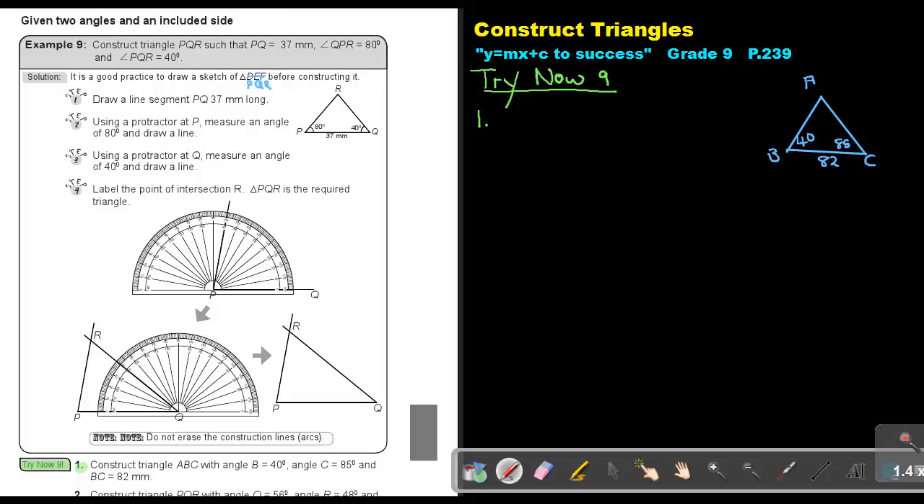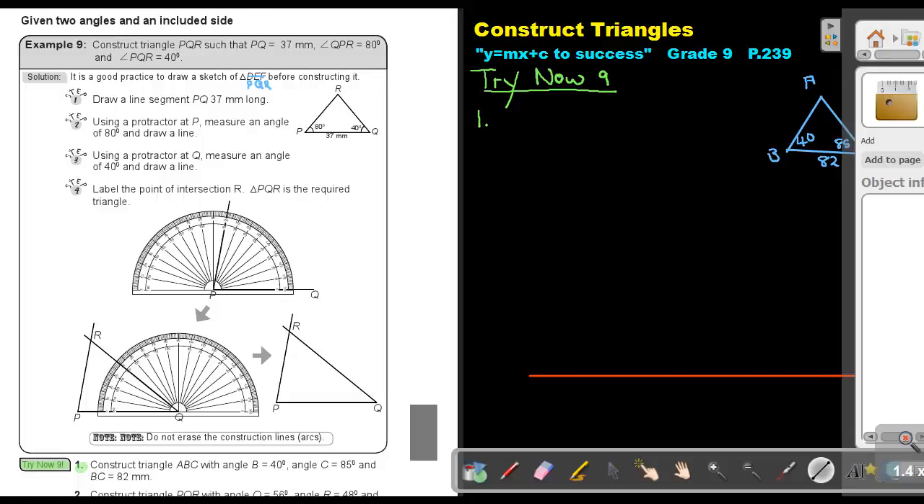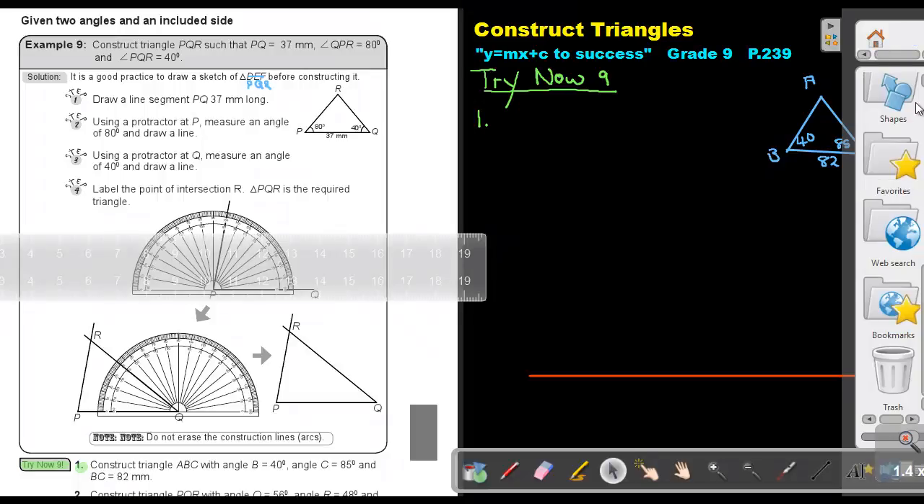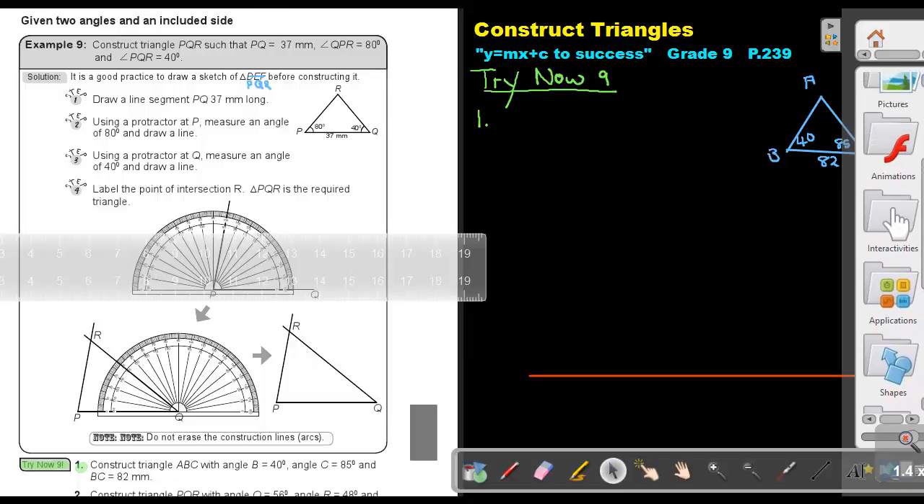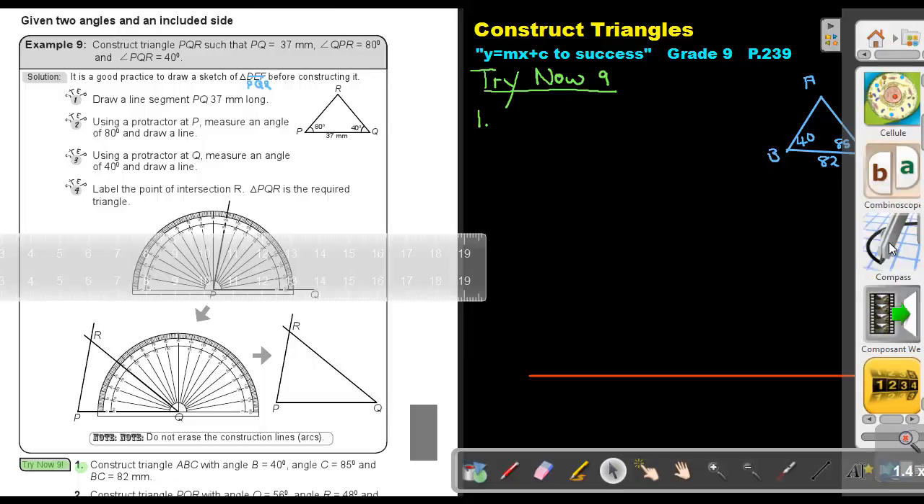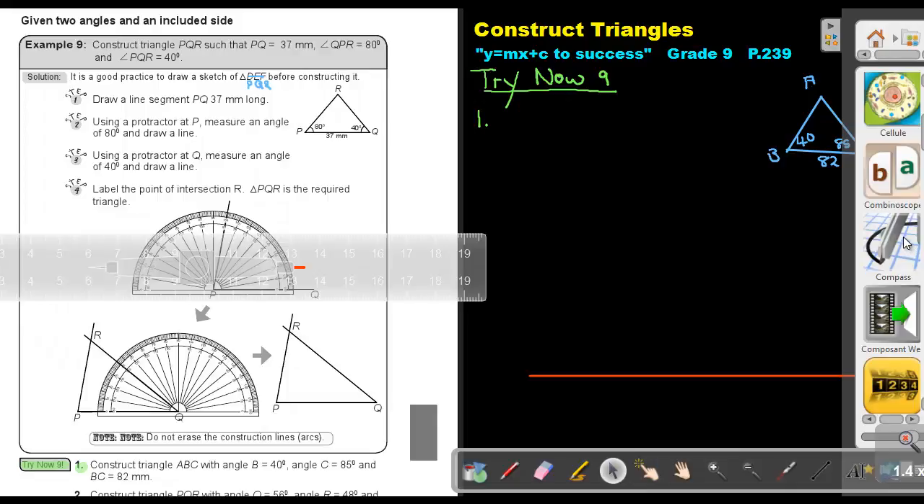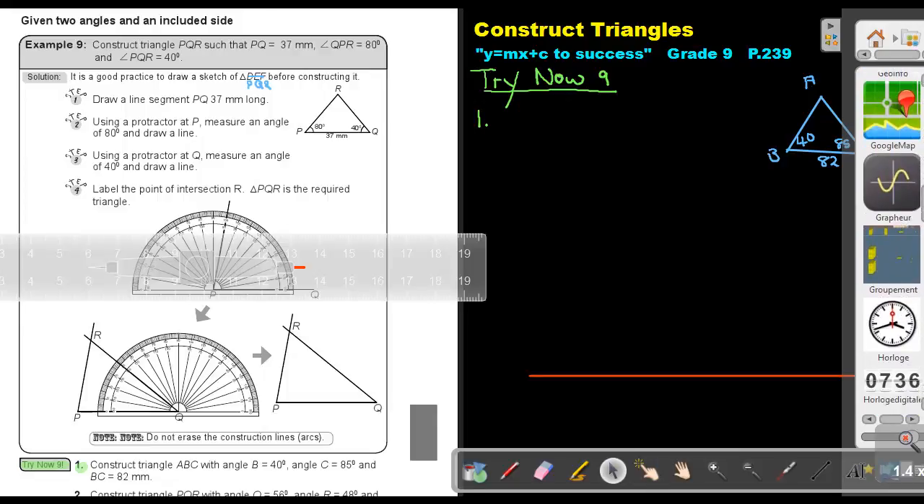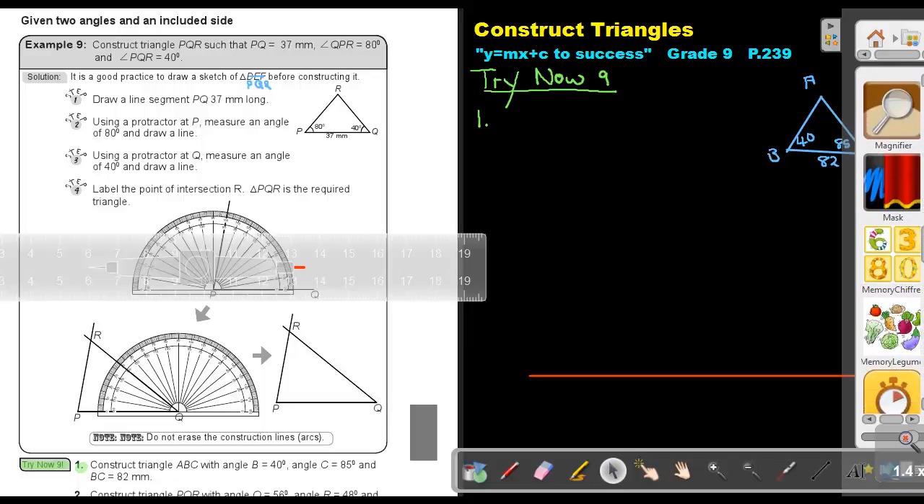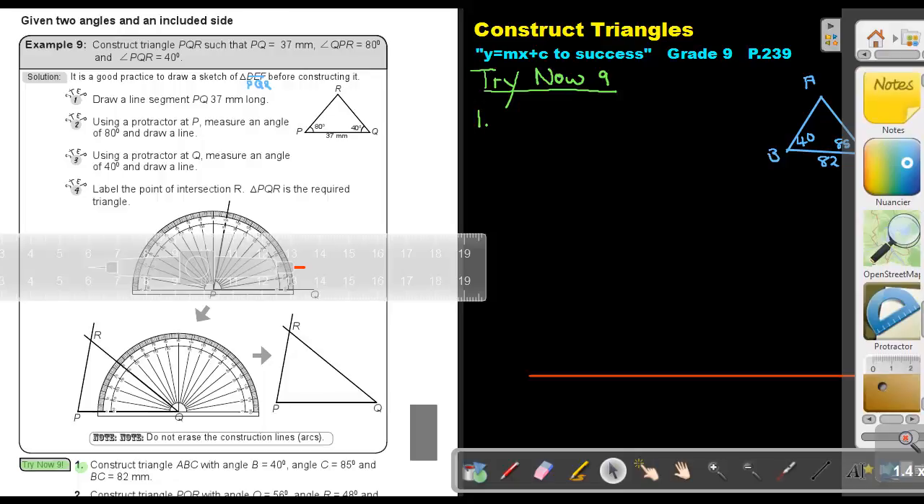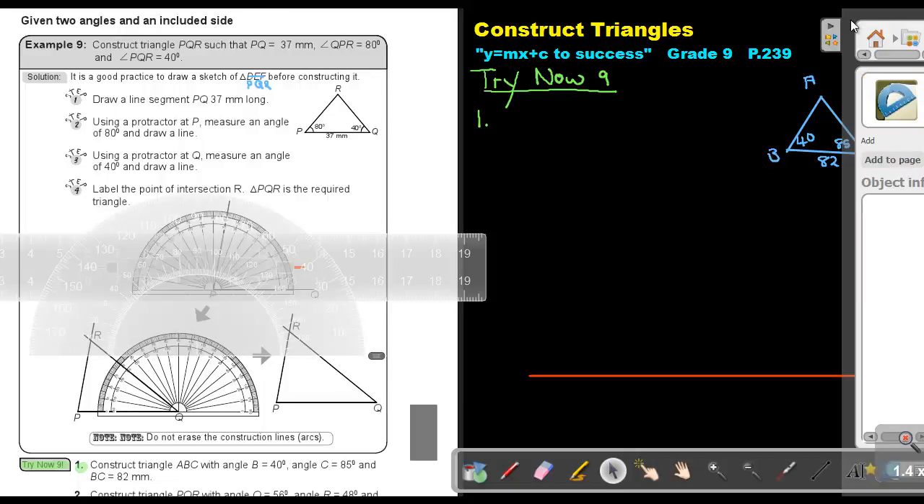Now let's start with BC. Remember how I always do it? I first make a straight line. We need a ruler, a compass, and a protractor. Okay, there are all my instruments.